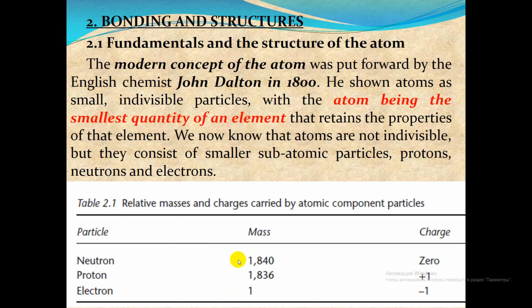The table shows the relative mass and the charge of these three types of particles. For example, the neutron's mass is 1,840, the proton's mass is 1,836, and the electron's mass is 1, with charges 0, plus 1, and minus 1.